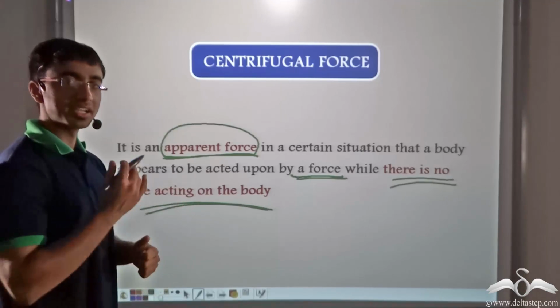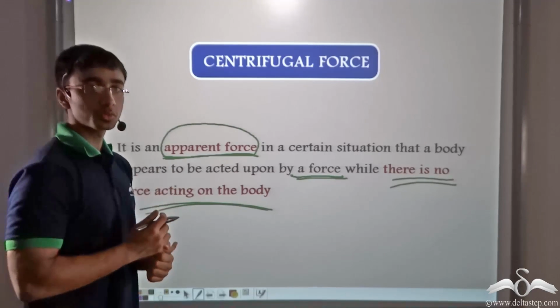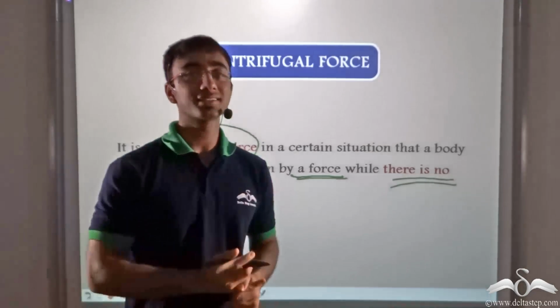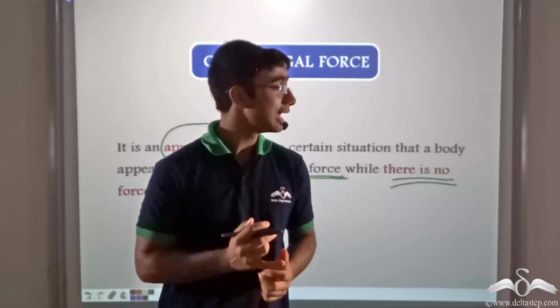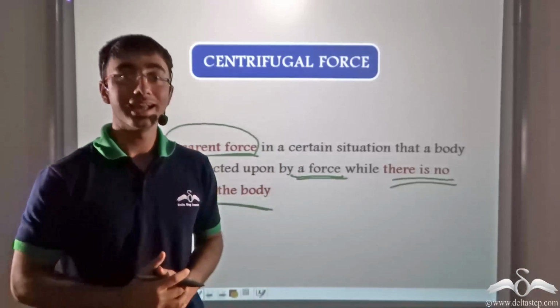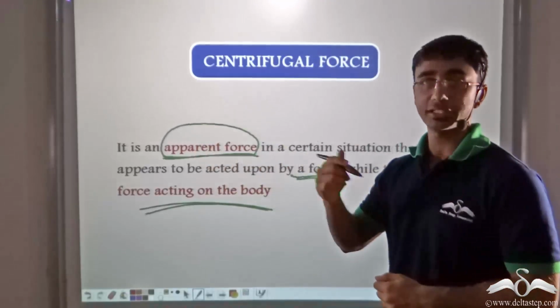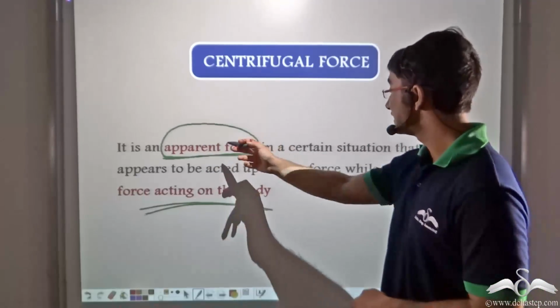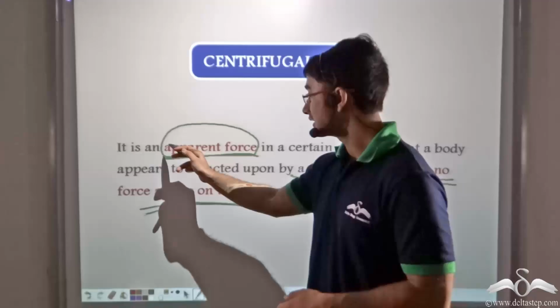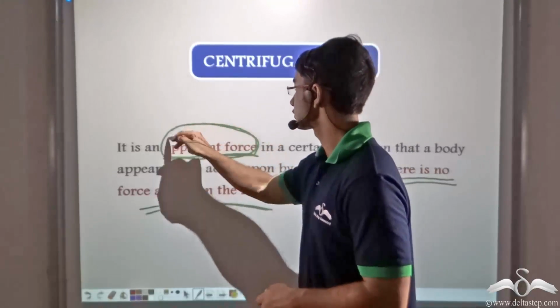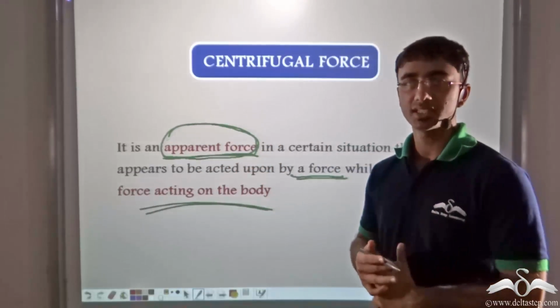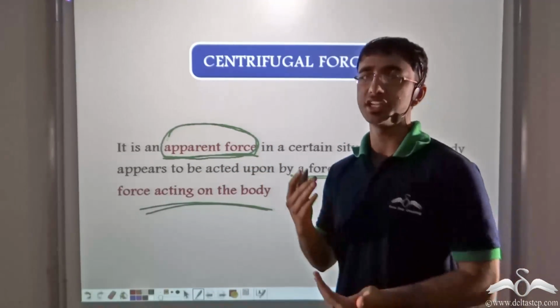So we have studied what centripetal force is, a force which in circular motion acts towards the center of a circle, and centrifugal force, an apparent force that acts away from the center of the circle because it seems to be acting, but it is just an apparent force. So that sums up our discussion about centripetal force and centrifugal force.